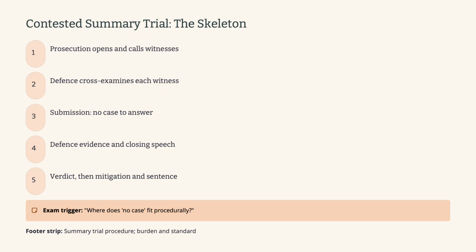Fifth, if no case submission fails or is not made, the defense presents its case. The defendant may give evidence and the defense may call witnesses. The defense then makes a closing speech. Finally, the magistrates retire, consider the evidence, and deliver their verdict. If the defendant is convicted, the case proceeds to mitigation and sentencing. If acquitted, the defendant is free to leave.